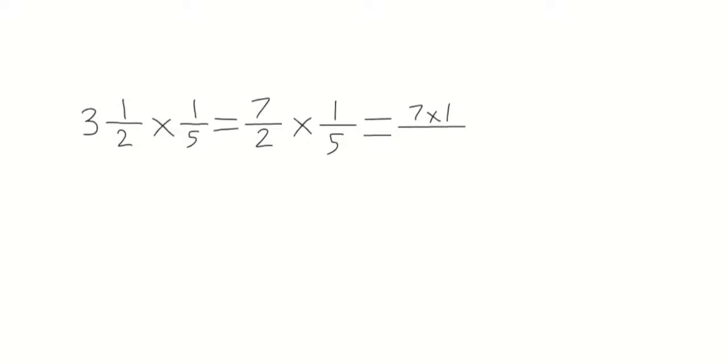Now let's say we want to calculate 3½ multiplied by 1 over 5. Well, first we convert the 3½ to an improper fraction, which is 7 over 2, multiplied by 1 over 5. Then calculate this multiplication, which is 7 over 2 times 1 over 5, which then gives 7 over 10.